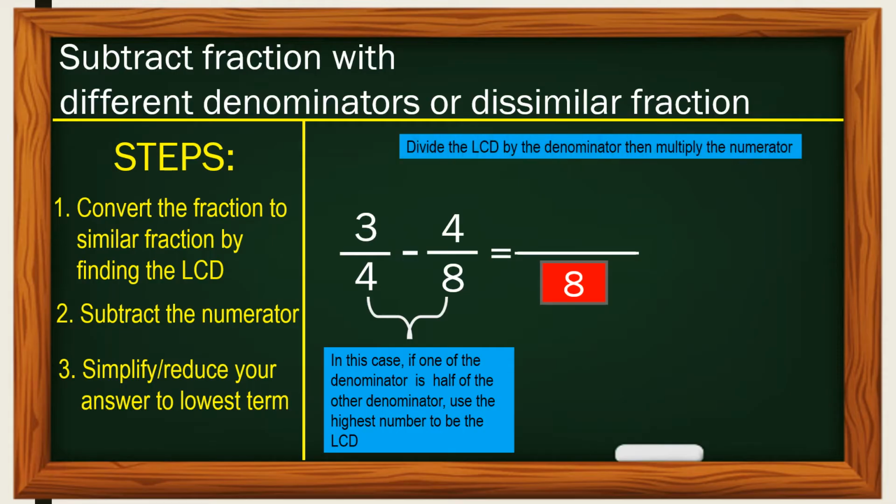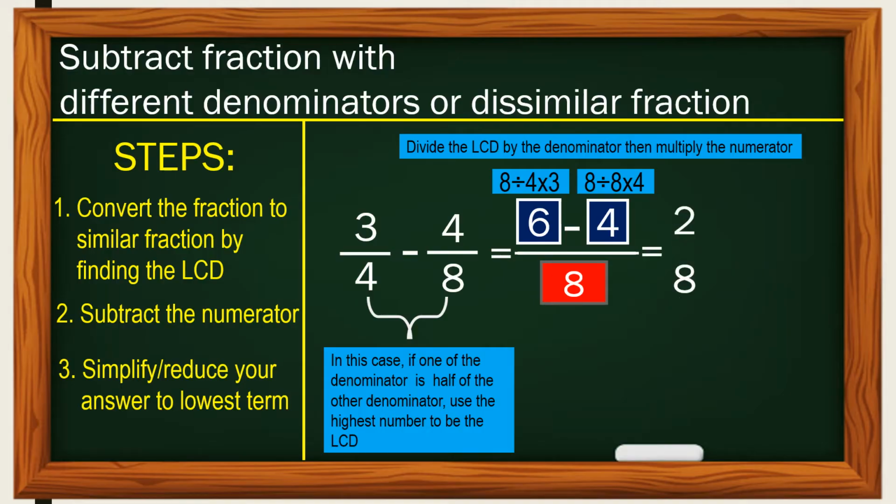Paano to gagawin? Divide the LCD by the denominator, then multiply the numerator. Paano? Ganito. So, 8 divided by 4 is equal to 2 times 3 is equal to 6. Then, gawin din natin sa susunod na fraction. So, 8 divided by 8 is equal to 1 times 4 is equal to 4. Then, subtract. 6 minus 4 is equal to 2 over 8.